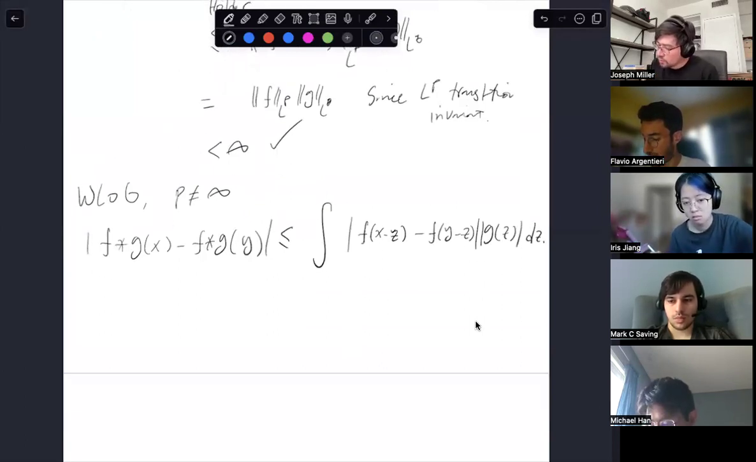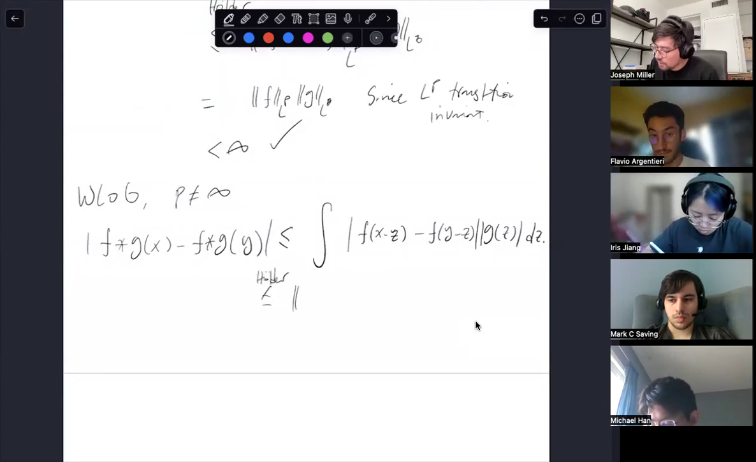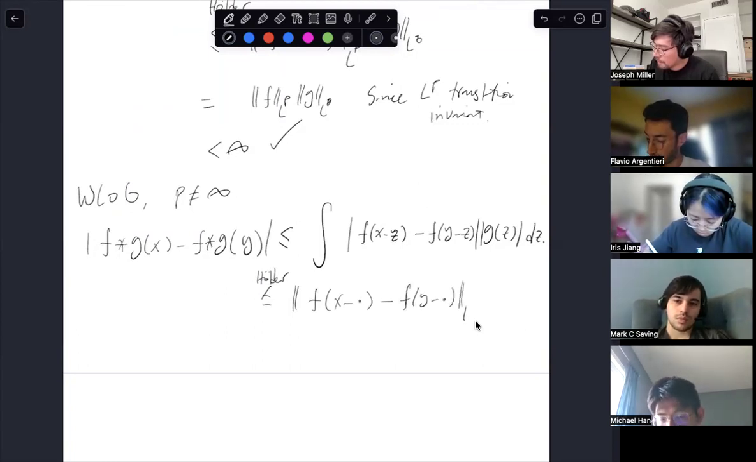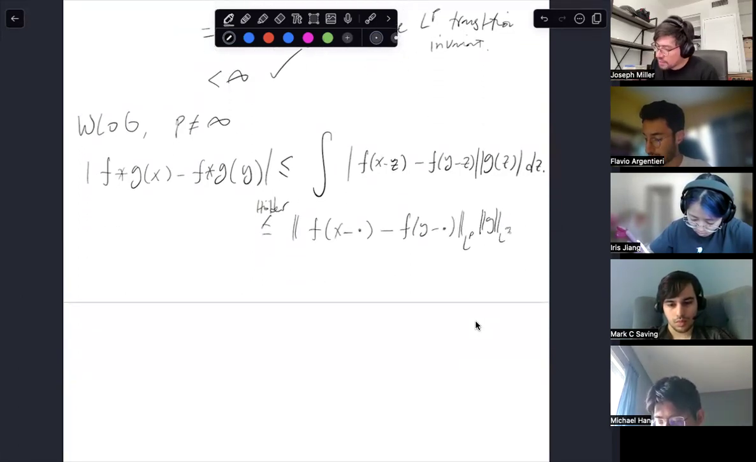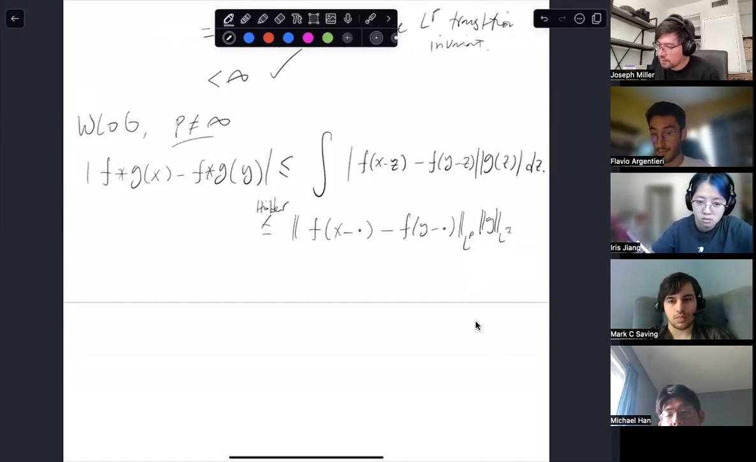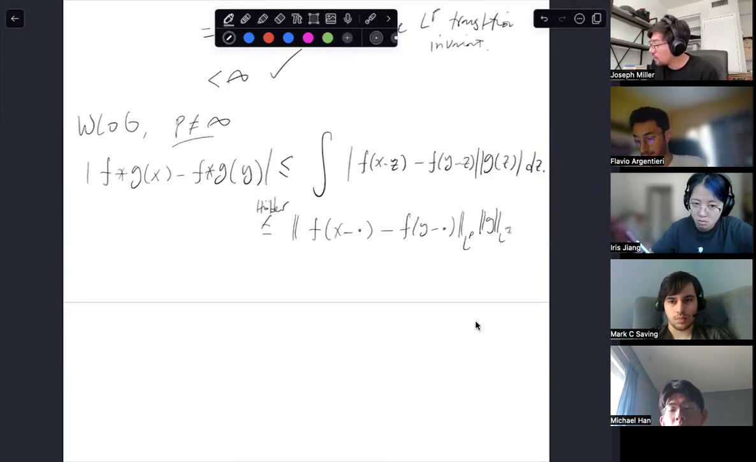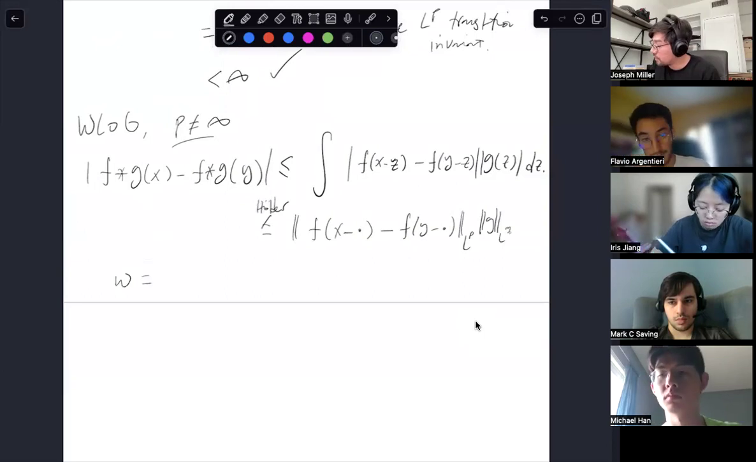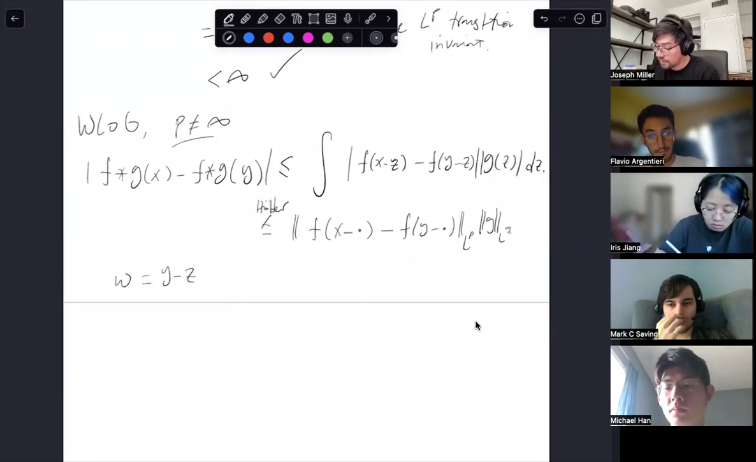Okay, and so for this one, I write this in LP and LQ. I do Hölder again. And this is f of x minus dot, f of y minus dot, LP, g, LQ. Okay, and because I'm in LP, I can change variables. So for P not being infinity, I can also do it for P equals infinity, but let's call w equal to y minus z, right?